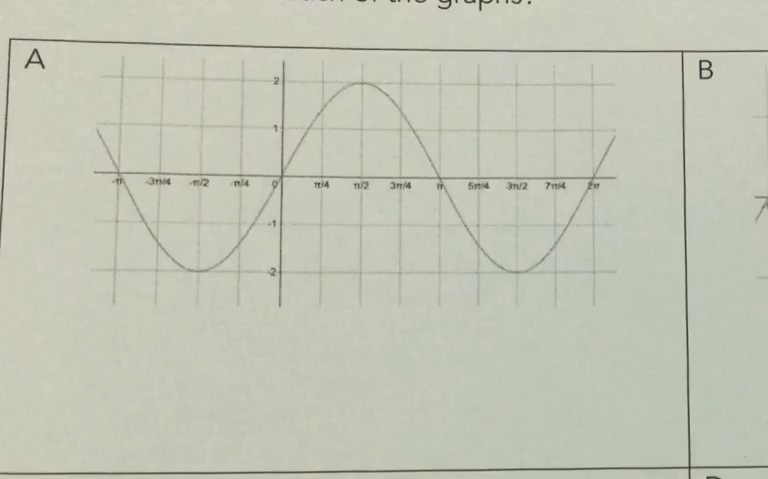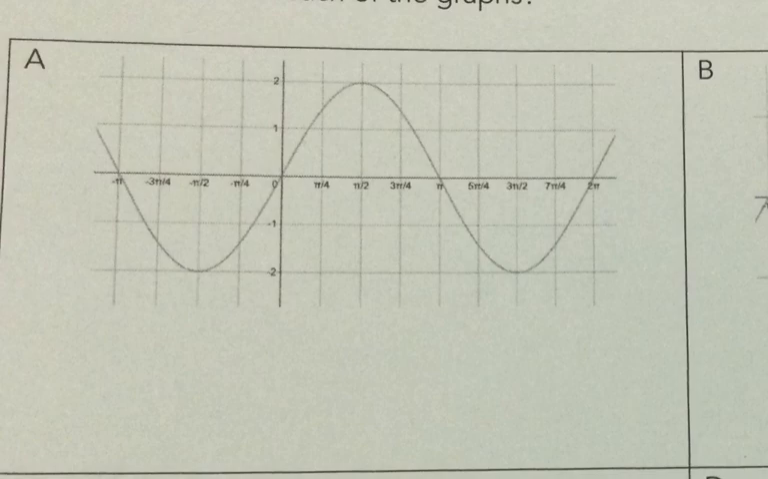If you look at A, automatically, do you think of this as being sine or cosine? Sine graph, because it goes to the origin. What makes this different than the parent function of the sine graph? It goes up to 2 and down to -2, where a sine graph goes from -1 to 1 normally.